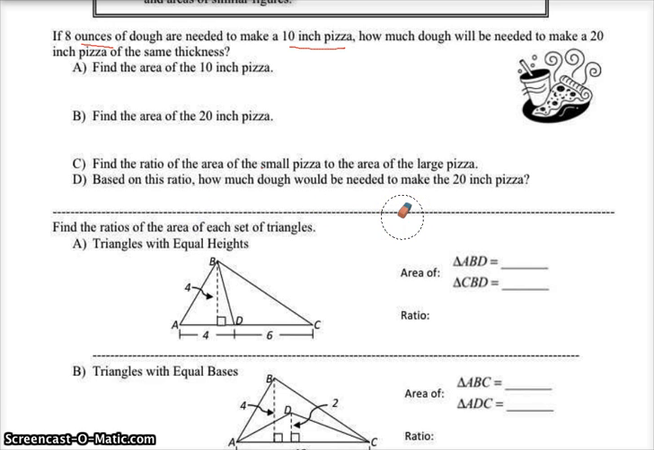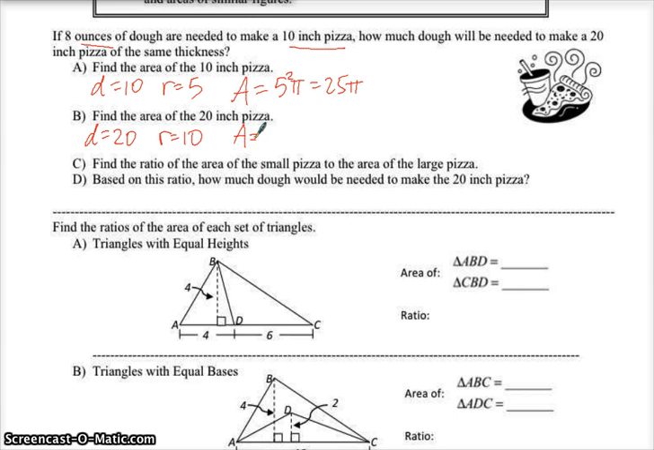So here you can see, a 10-inch pizza, that means that's the diameter. 10 inches is the diameter, so the radius is equal to 5. So if we're trying to find the area of that first pizza, then we need to do 5 squared times pi, which is 25 pi inches squared. The area of the 20-inch pizza, well, we know the diameter is 20, which means the radius is 10. Once again, the area is r squared times pi, which is 100 pi.